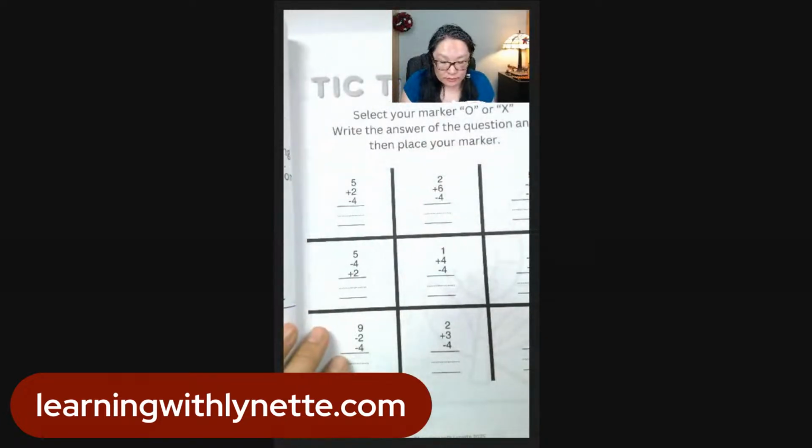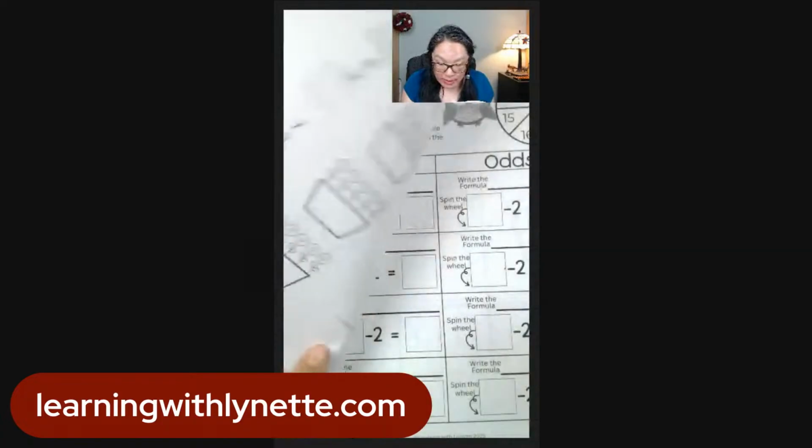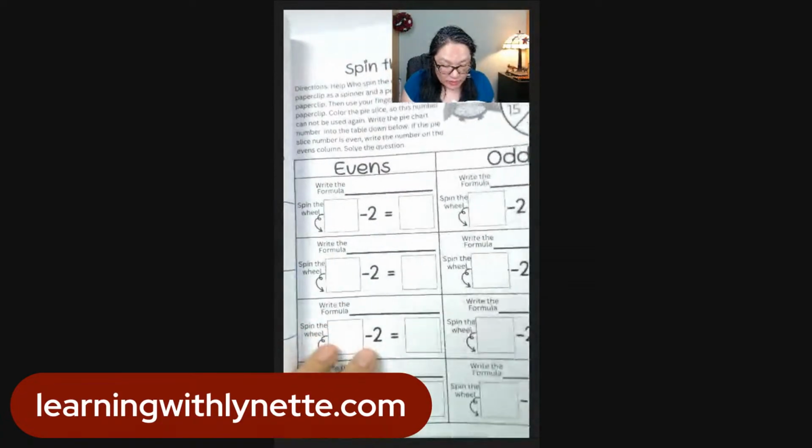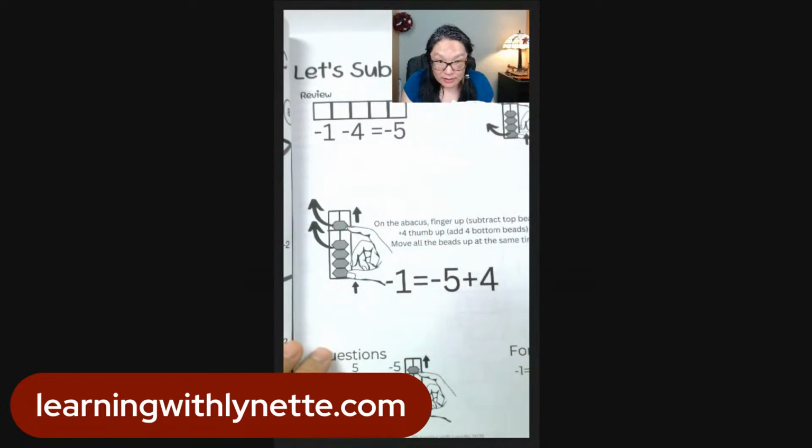All right. And then there is tic-tac-toe. And then there's color by number. And then there's more spin the wheel. But this is for the -2. And then -1 doesn't have a lot of questions.